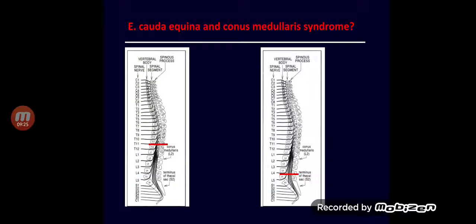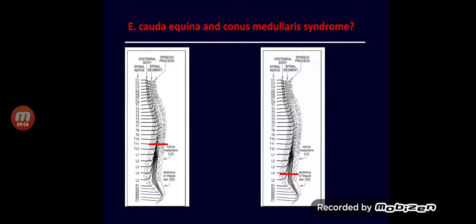In cauda equina versus conus medullaris, you have to put some differentiation points. For example, the conus medullaris is the end of the cord at the level of L1 and L2, and the injury affects the end of the spinal cord located at that level. This region contains the S2, 3, 4, and 5 spinal segments. These are responsible for bowel, bladder, and some sexual functions, so they can be affected.